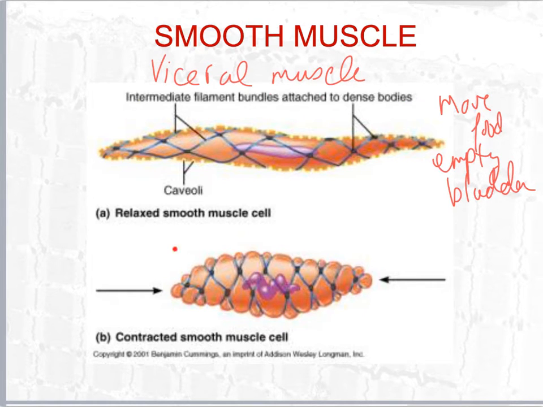So here is a smooth muscle in its contracted state. You can see this sort of net of filament bundles that squishes together and shortens the muscle. They can sustain long periods of contraction without fatigue, which wouldn't happen with skeletal muscles. Skeletal muscles get tired as they are contracted. So, smooth muscle.